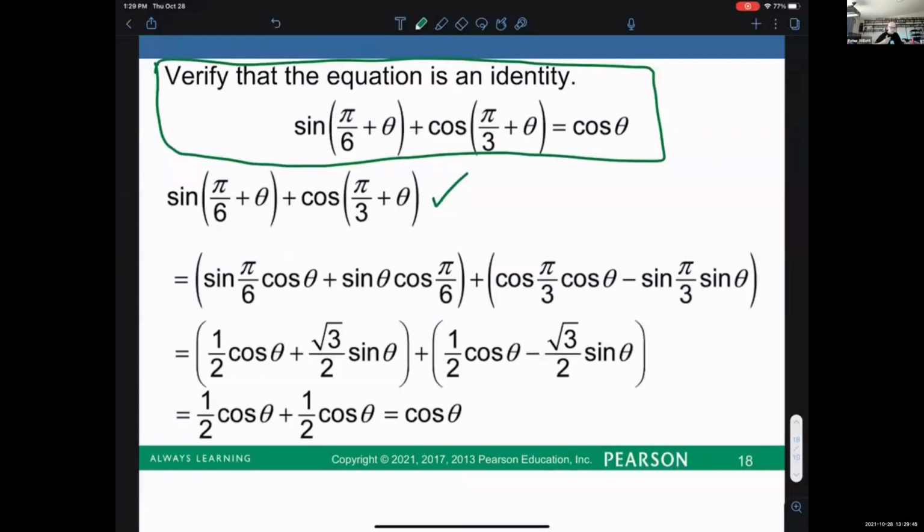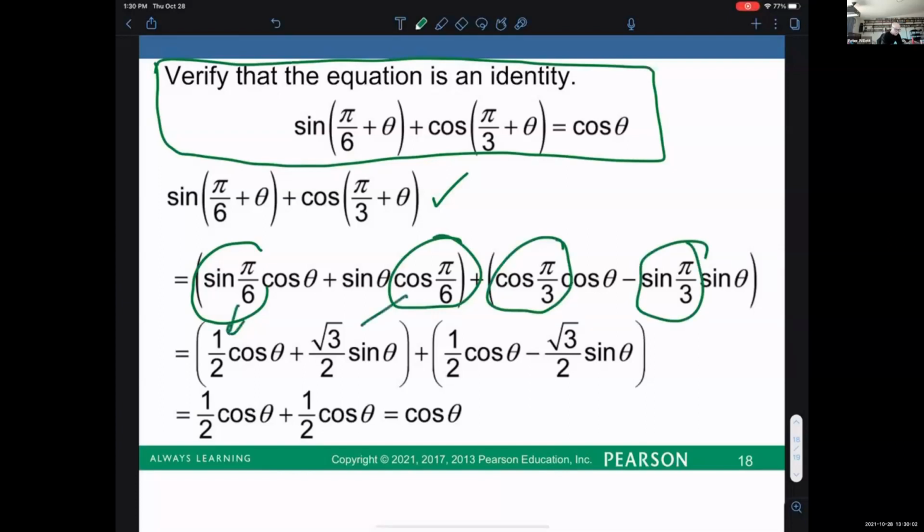Well, at this point, we're trying to simplify. And so how are we simplifying? Well, we can evaluate sine of pi over 6. We can evaluate cosine of pi over 6, cosine of pi over 3, sine of pi over 3. And when we evaluate this and you get these 1/2 and root 3 over 2, when they do these evaluations, then they're able to simplify what's left by combining like terms, and it all ended up just adding up to one single cosine theta.